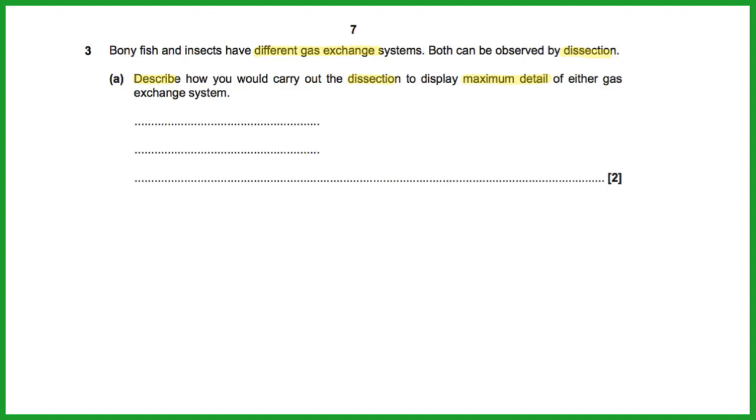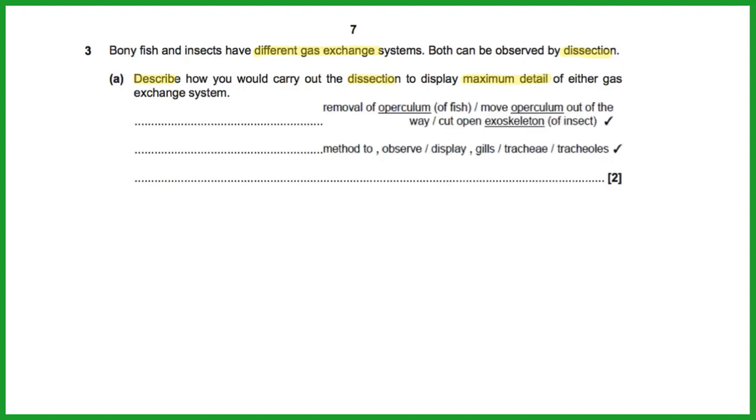Alternatively, you'd cut away the exoskeleton of the insect and then perhaps put it under a binocular microscope, flood it with water and prod around with a mounted needle so you could see the presence of the tracheoles. So the mark scheme wanted you to say that you would remove the operculum or cut away the exoskeleton, and you specifically had to refer to these words, and then any method to observe or display the gills or the tracheoles, so putting it under a binocular microscope and flooding it with water and poking around would be acceptable in that case.